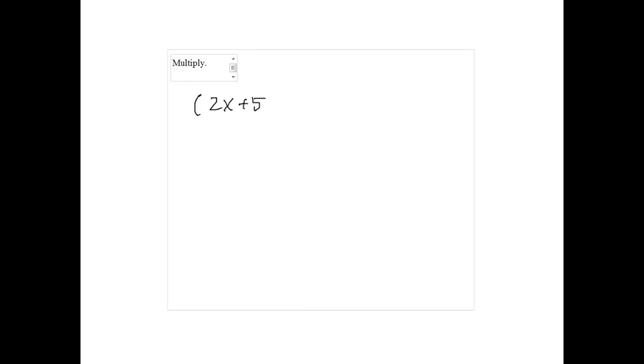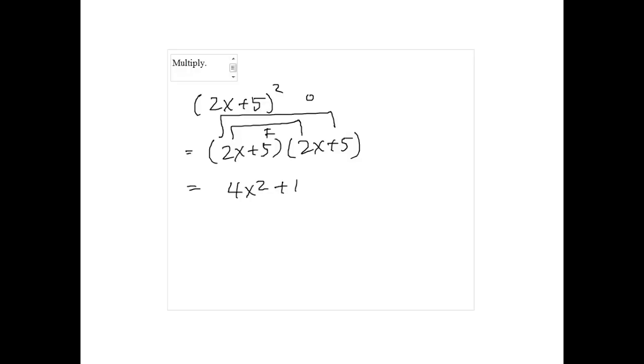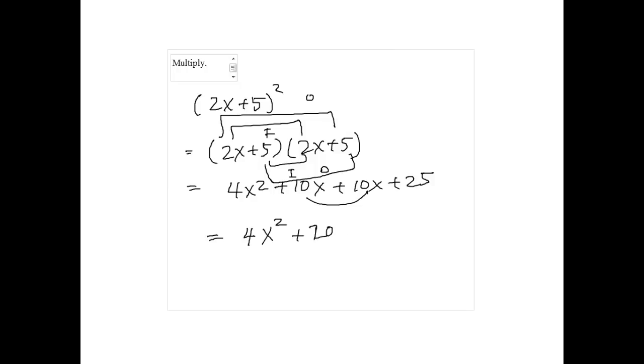Multiply 2x plus 5 squared. 2x plus 5 squared means 2x plus 5 times 2x plus 5. So by using FOIL method, 2x times 2x equals 4x squared. 2x times 5 is positive 10x. 5 times 2x is 10x. And 5 times 5 is 25. By combining like terms, we have 4x squared plus 20x plus 25.